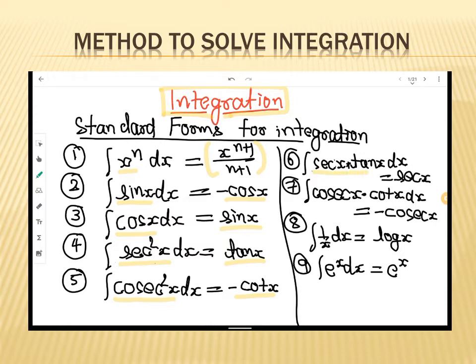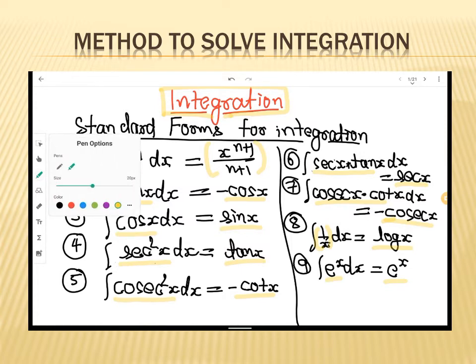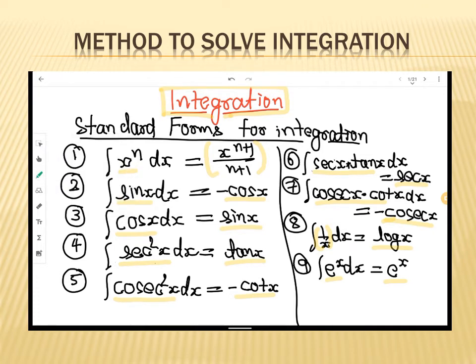Integration of sec x tan x is sec x. Integration of cosec x cot x is minus cosec x. Integration of 1 by x is log x. Integration of e^x is e^x. Integration and reverse differentiation are the same. If you differentiate this term, then we get x to the power n.